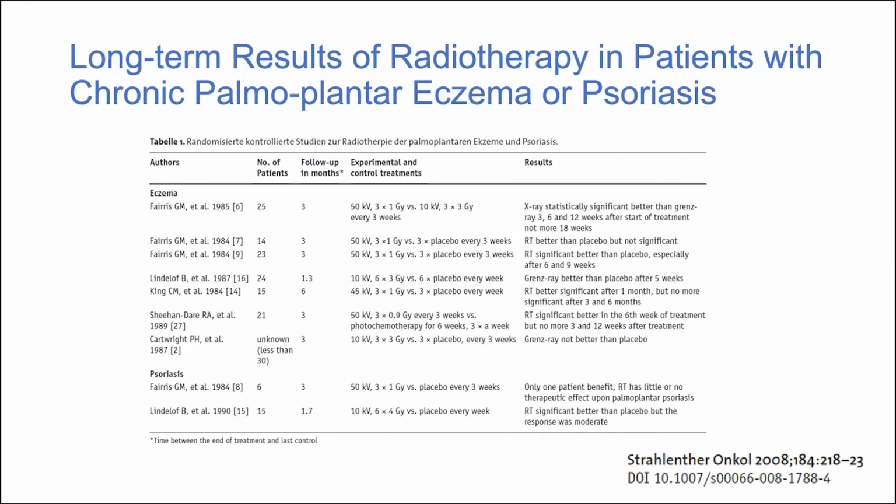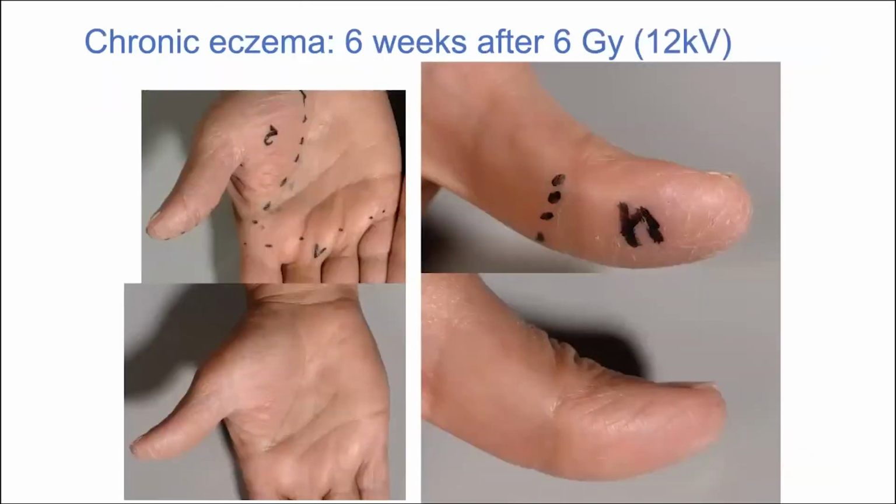In the same publication, there is this table on randomized controlled trials for the irradiation therapy of palmoplantar eczemas and psoriasis. And the summary is that there is really a poor documentation of a long-term benefit using irradiation. In general, I think we can say that there is a short-term improvement, but the long-term outcome in general is not really very promising.